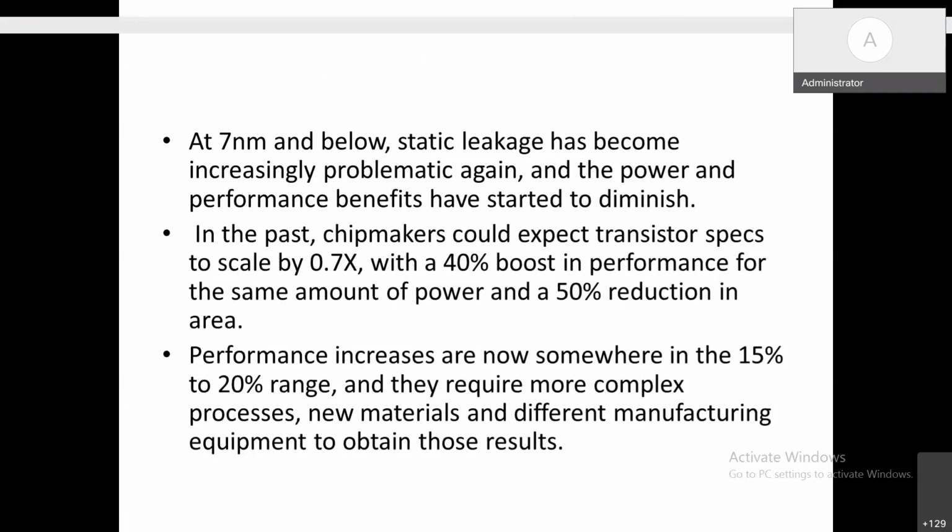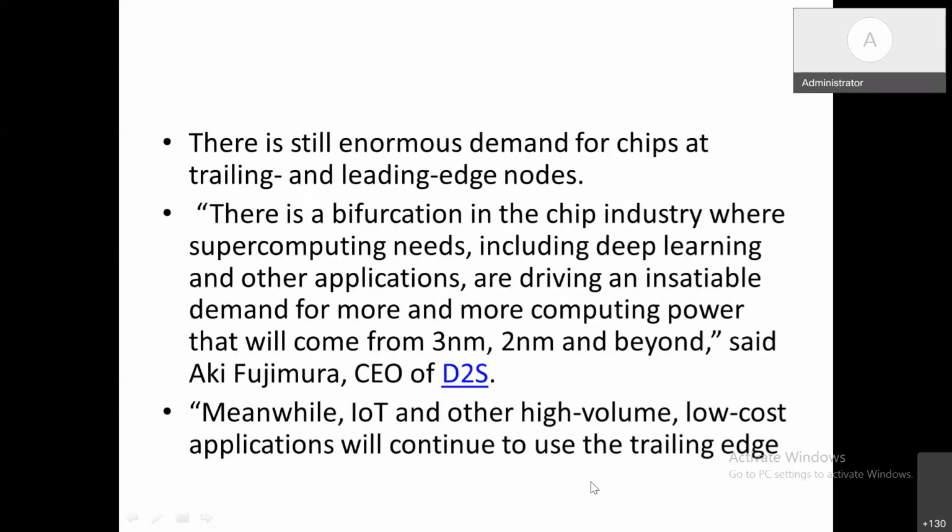So here with the gallium arsenide GAA, with the 3, these are actually specifications with respect to 7 nanometer, again they have problems. But with the 3 nm, they want the size of the transistor to be reduced by 0.7 times, with a 40% boost in performance and a 50% power reduction and area. Very critical. So they have to go for new materials, new processes and different manufacturing equipment.